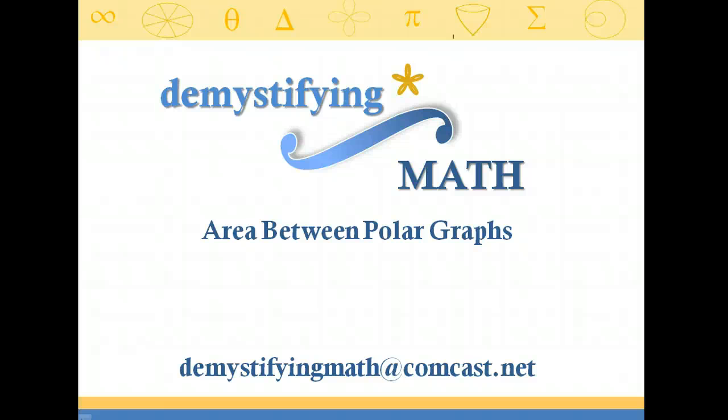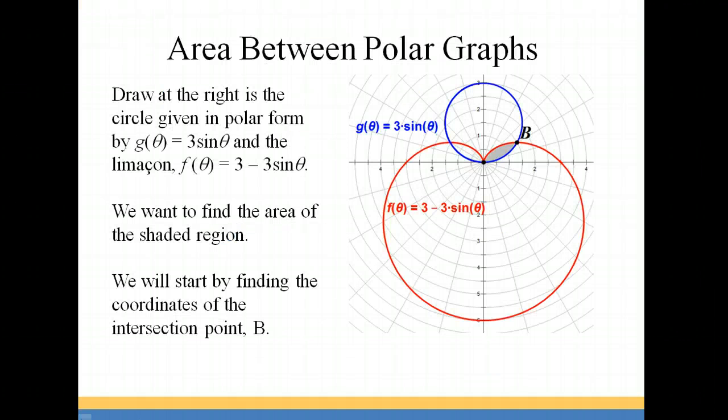Welcome to Demystifying Math. In this lesson, we're going to be finding the area between two polar graphs. We're going to use the equation 3 sine theta, which represents a circle in polar form. And we're also going to use the limacon, represented by 3 minus 3 sine theta. What we want to do is find the area of this small region here that's bounded by the two graphs.